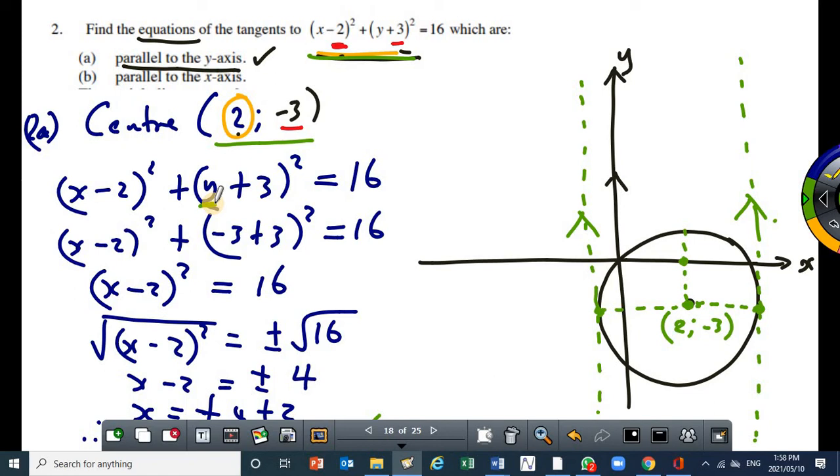Because the point of contact is a common point for both the tangent and the circle. Okay? The point of contact is a common point for both the tangent and the circle. Therefore, y is equal to minus 3 at both points where the tangents intersect with the circle. So, I put y equal to minus 3. As you can see here, I'll get 0. So I'll end up having x minus 2 all squared equal to 16.